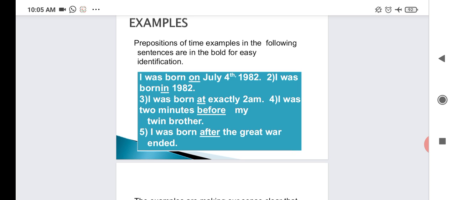I was born in 1982. I was born at exactly 2 a.m. I was 2 minutes before my twin brother. So here the examples of before and after are also given. I was born after the Great War ended. So all these examples are revealing prepositions of time.